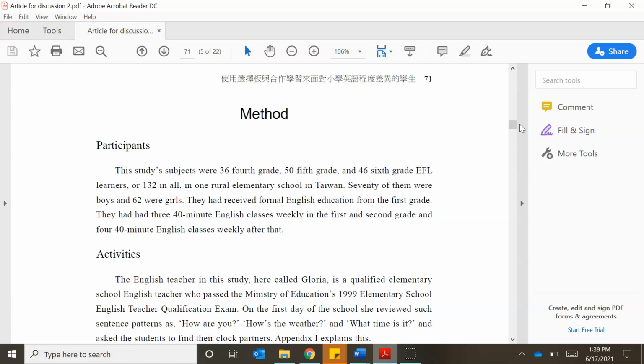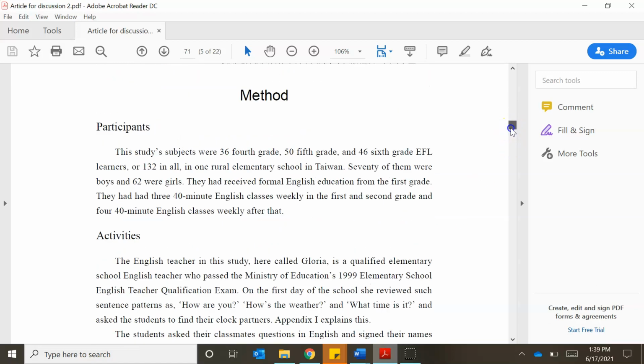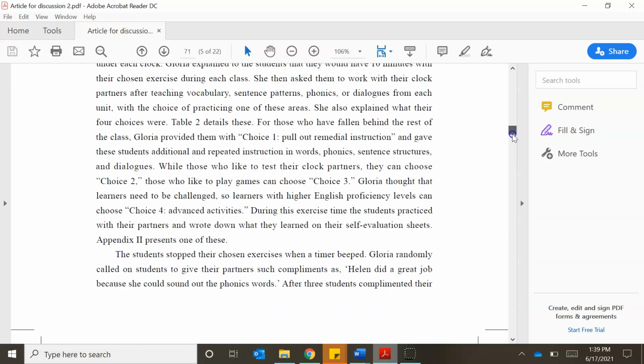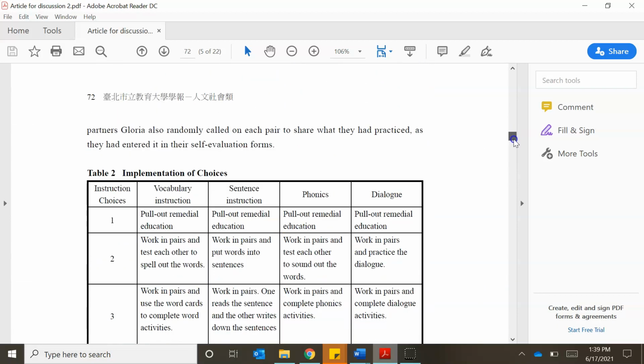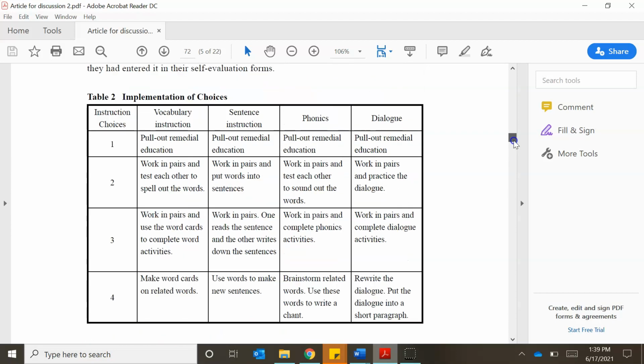It may not be a good research article for you. After I look at the participants, I'm going to look at the activities that were done and how the research was completed. So you can scroll down and quickly scan the activities section. In this case, they even included a chart about how it was implemented. Those are all things you want to skim over and read.